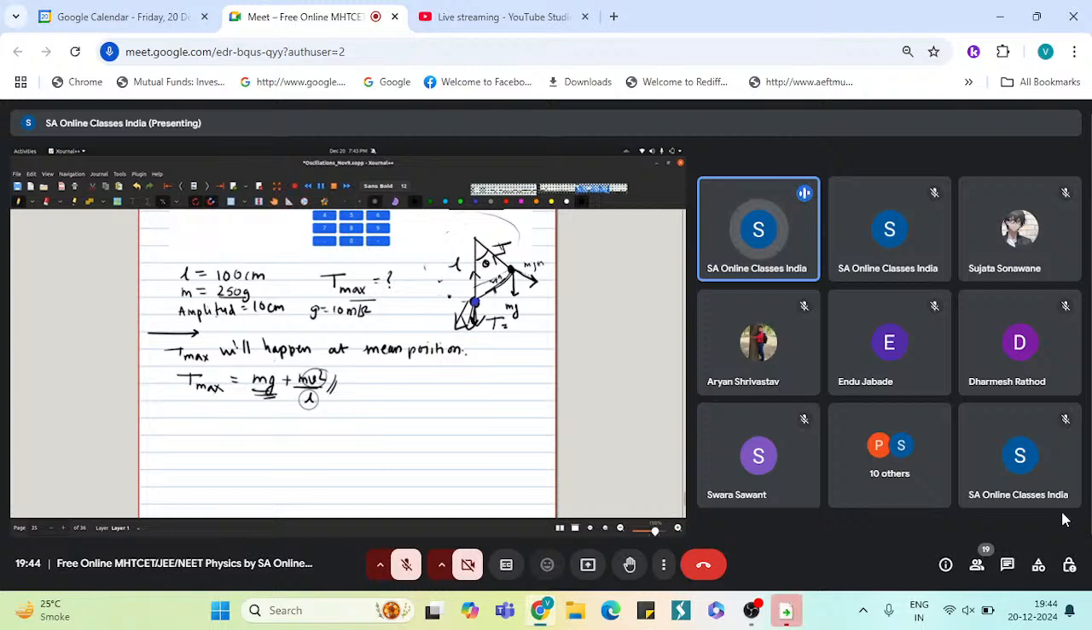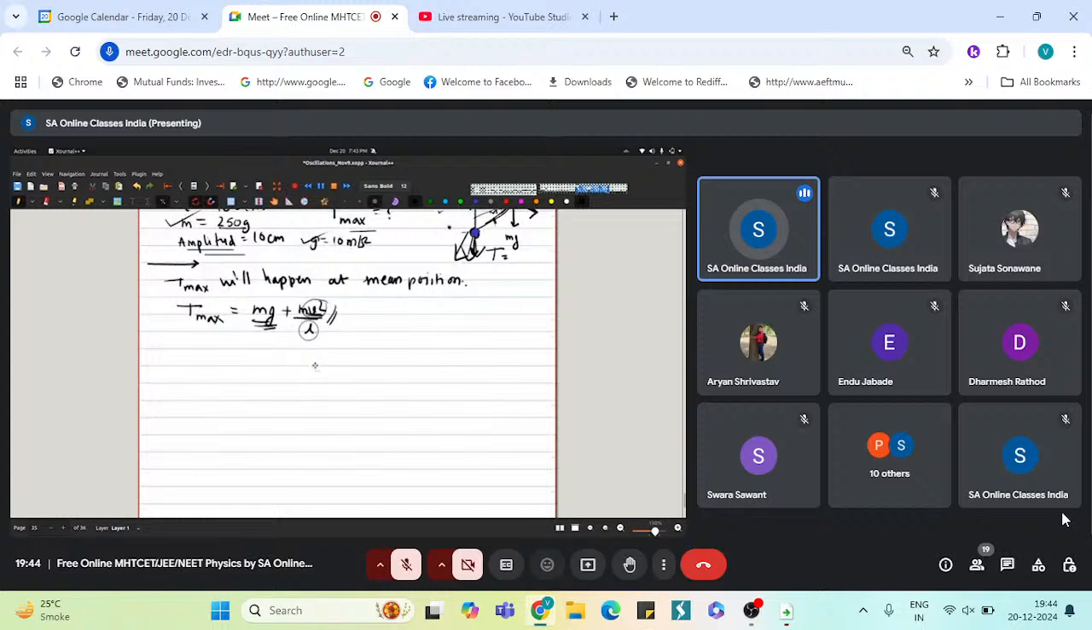So what extra information has been given? We will use L, we will use m, we will use g, but the remaining information is the amplitude. Now we have to make use of this amplitude to find out the velocity. Okay, now we'll see how we can do that.